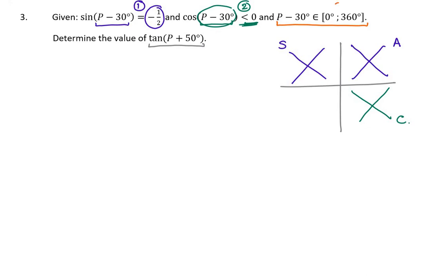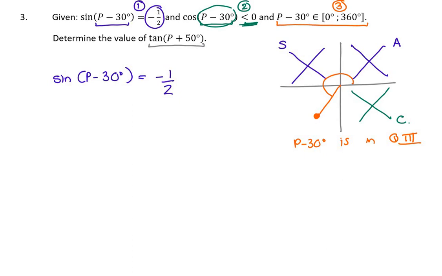And because I know my third bit of information, which says it has to be in the first revolution, I know that p minus 30 has to be landing up in quadrant 3. So p minus 30 degrees is in quadrant 3. So when I solve my equation, I need to remember that. Now what equation is there to solve? The equation that I was given is that sine of p minus 30 degrees is equal to negative a half.